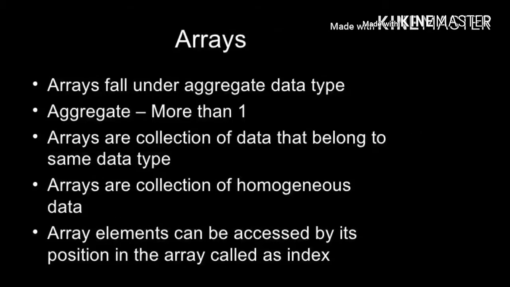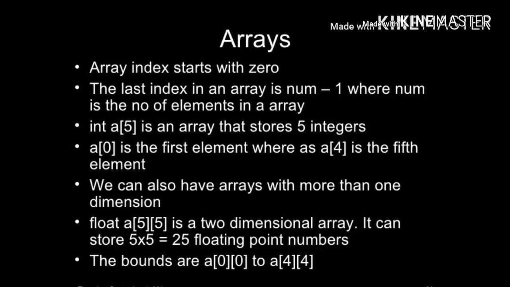It can be declared by int array name and the braces, and inside the braces we write the number of elements in the array. The index of an array always starts with 0, and if there are n elements in an array, the indexes will be 0, 1, 2, 3, 4 till n minus 1. For example, if you want to reach the fifth element of an array, we will write array name, braces, and inside the braces we will write 4, because the index is always one less than the position.